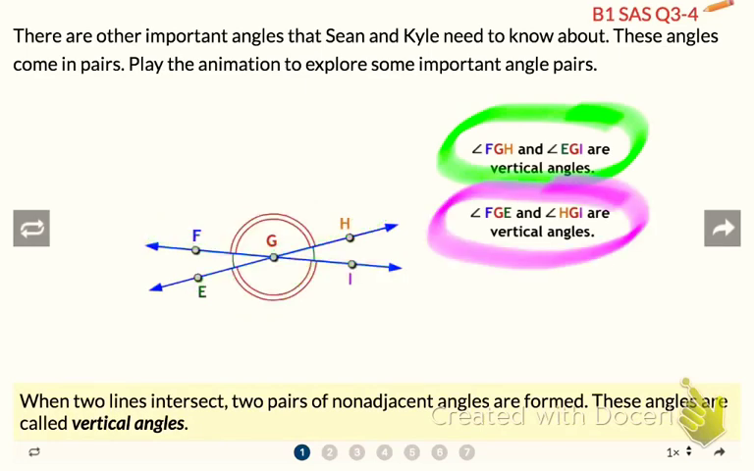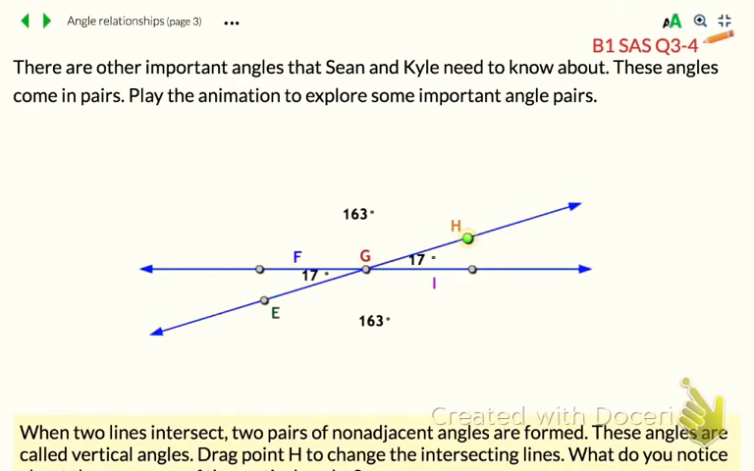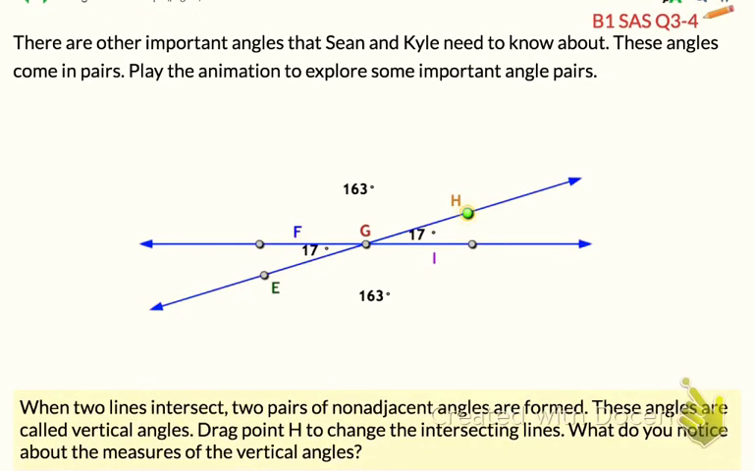But also, if we look at this other pair, FGE, that's this angle right here. They're saying that that's a vertical angle, or it's across from HGI, which is right here. So those two angles are also equal to each other. Sorry about that. When two lines intersect, two pairs of non-adjacent angles are formed. These angles are called vertical angles.